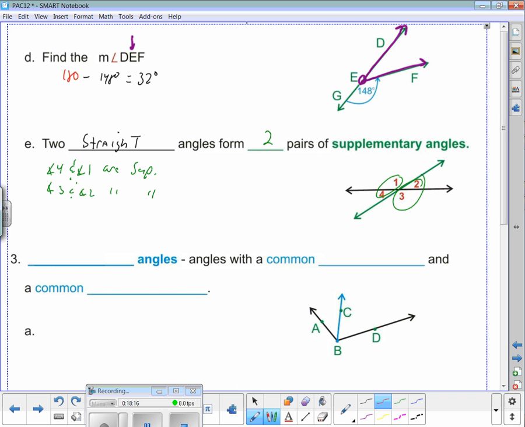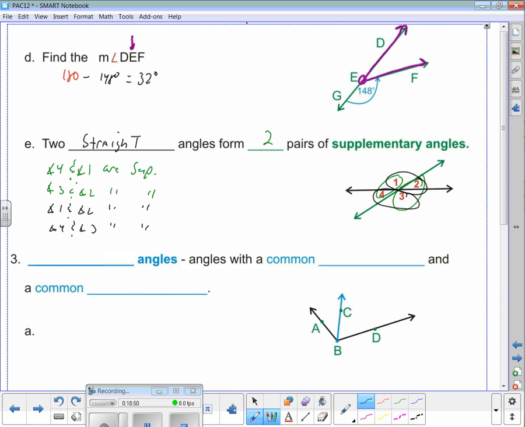Now let's use the black line. Go above the black line. Aren't angle 1 and angle 2 supplementary angles? All right, now we're using the black line, and go below the black line. Aren't angle 4 and angle 3 supplementary angles? So you get a green pair of supplementary angles and a black pair of supplementary angles.